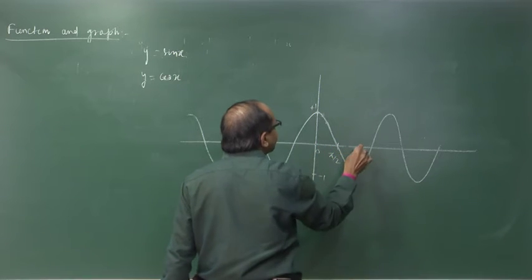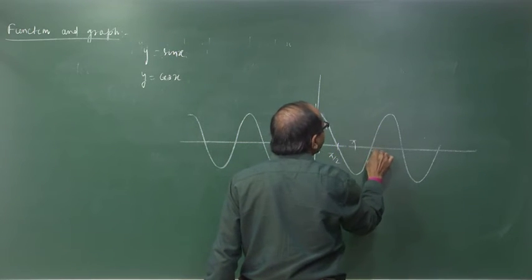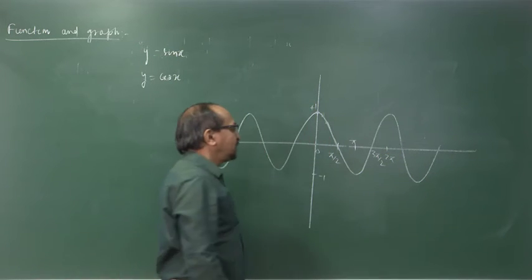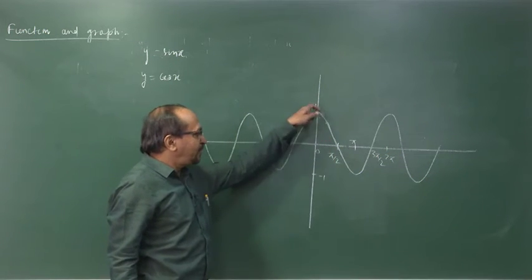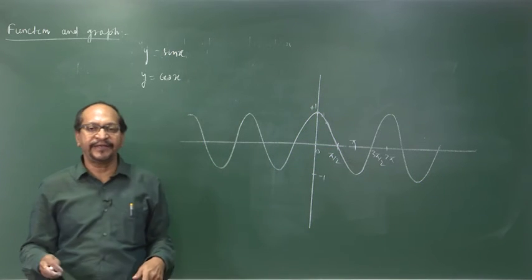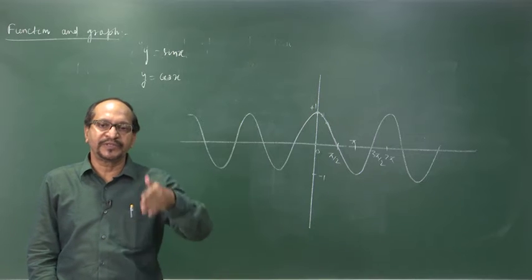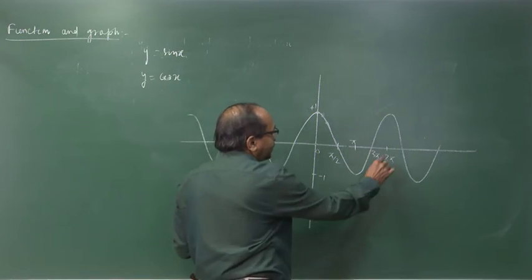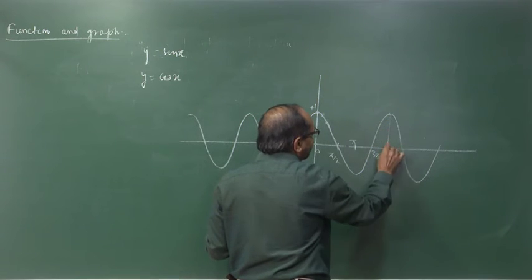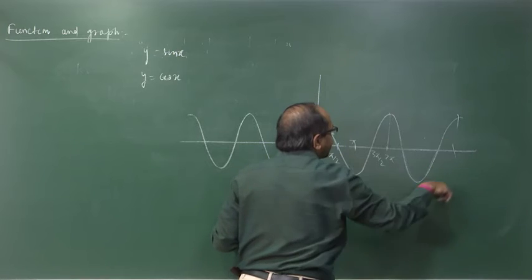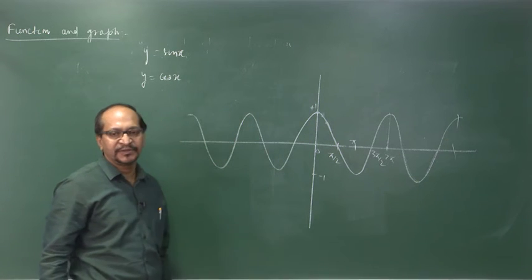Zero, pi by 2, pi, 3 pi by 2, 2 pi, and so on. So, from 0 to pi by 2 it is a monotonically decreasing function, while in sin x from 0 to pi by 2 it is a monotonically increasing function. Again it is a periodic function, you can see after 2 pi again the function repeats. So, the period of the function is 2 pi.